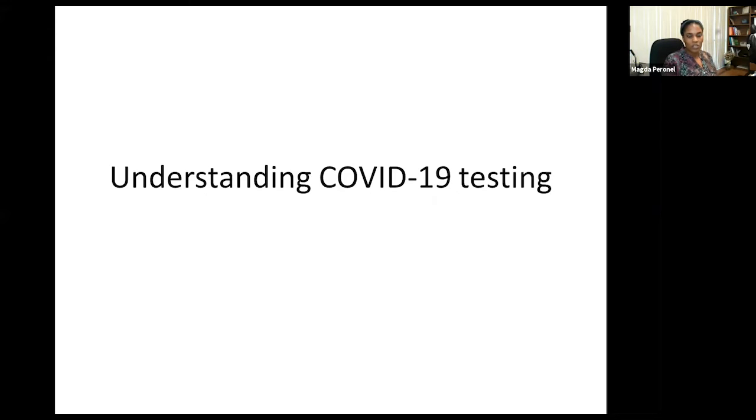Hello, today we are going to talk about understanding COVID-19 testing. We are in the middle of a pandemic, so this information is very relevant to our current discussion. So before we go into actual testing, let's have a little background information on what COVID-19 actually is.